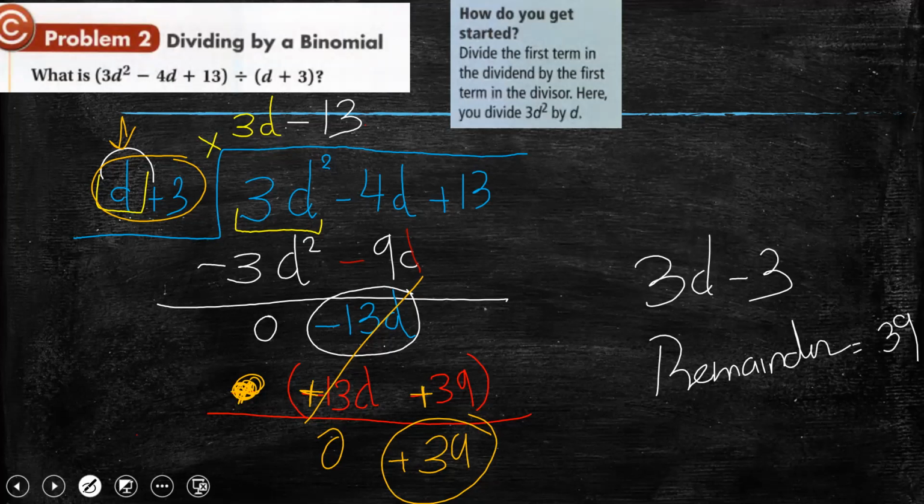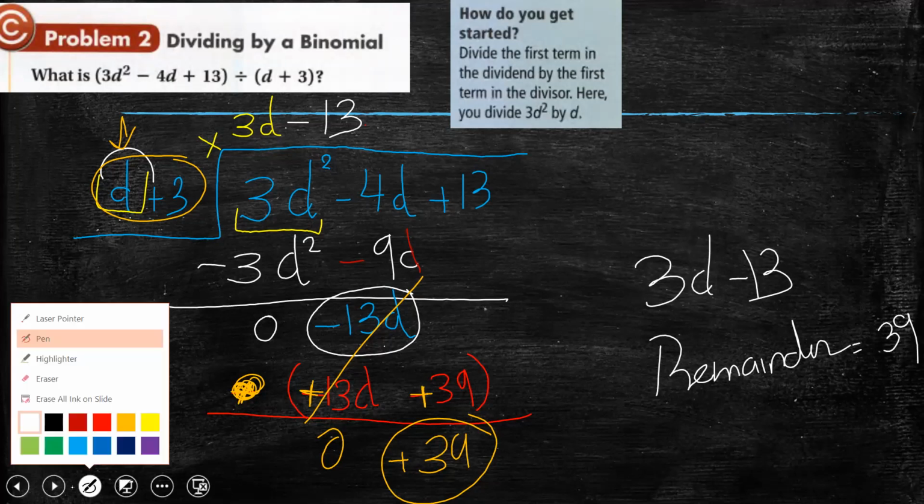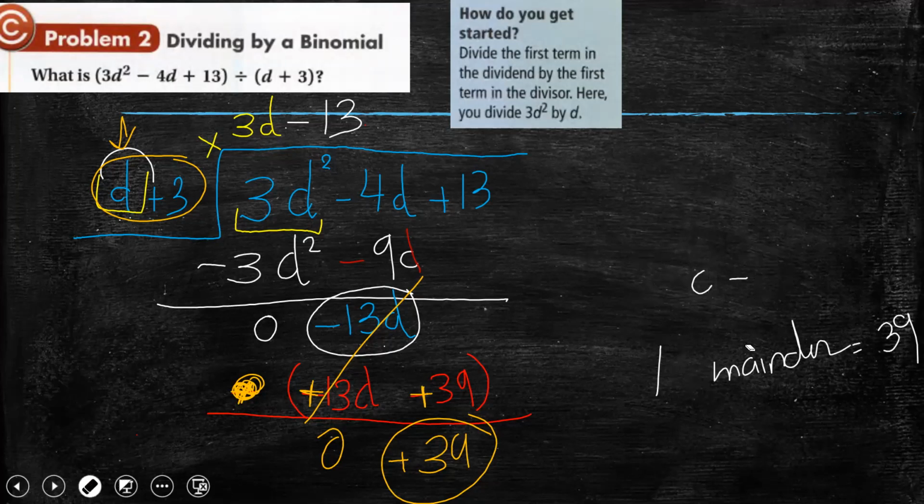Teacher, minus 13. Sorry. Now, teacher, after that, positive 13, what will I do with it? Which one? Here, teacher, we have 3d squared minus 4d plus 13. What will I do with this 13? I will not do anything with it. No, you do, yes, I forgot it.